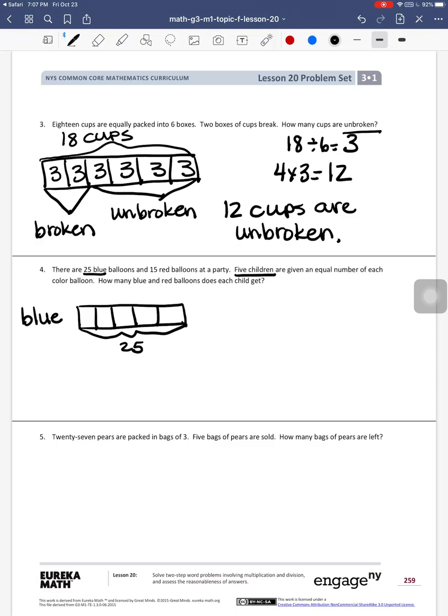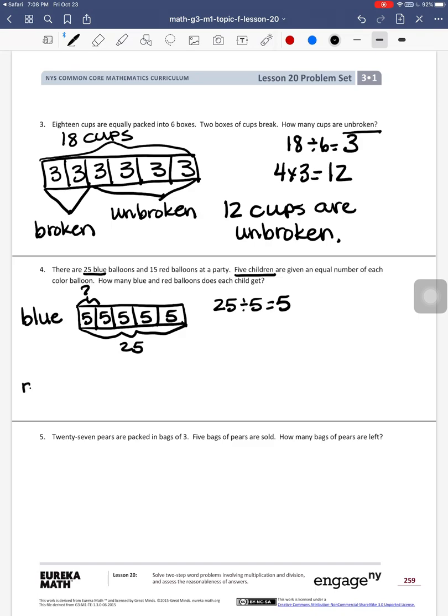25 blue balloons, sorry. And we have 5 children. So what is 25 divided by 5? Well, let's count by 5s up to 25. Let's see how many times we do that. 5, 10, 15, 20, 25. I counted 5 times. So that means the unknown in here is going to be 5. Each of these is 5, right?